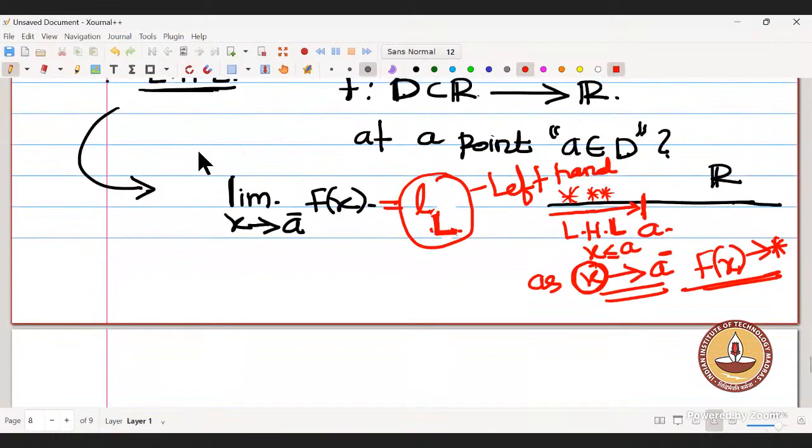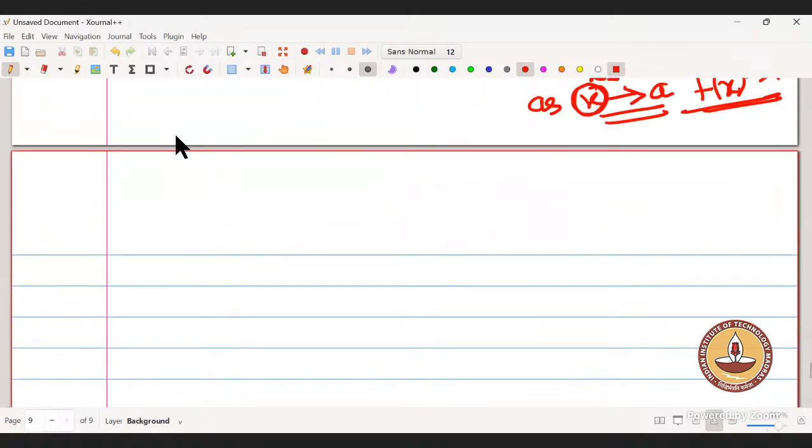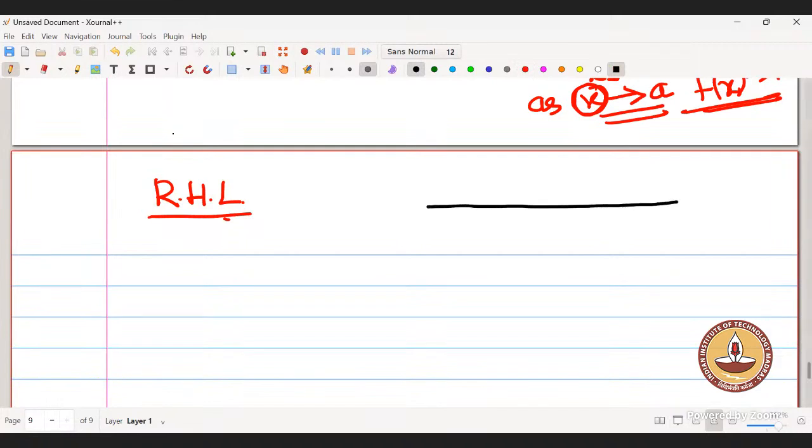Okay. So, in that case, you say this is your left hand limit. Similarly, you have a concept of right hand limit, right? So, you can easily guess the definition of how you define the right hand limit. It's the same thing. When you come from the right hand side and approach towards a.